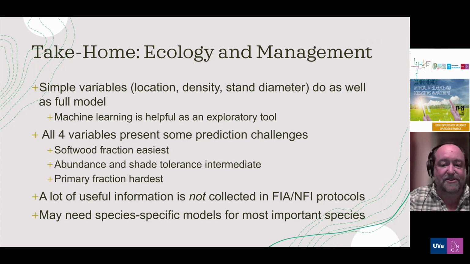There's a lot of useful information that's not collected in National Forest Inventory protocols, and that's to be understood. It's not the job of a National Forest Inventory to provide a rich, deep data set for modeling. It's the job of a National Forest Inventory to do inventory, and some of the modeling just isn't part of the plan. So I am going to double back and try and do some species specific models for our most important species. That's going to require, I think, some slightly different machine learning approaches, and we'll see how that goes.